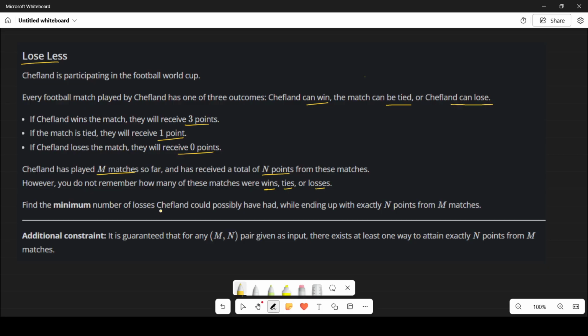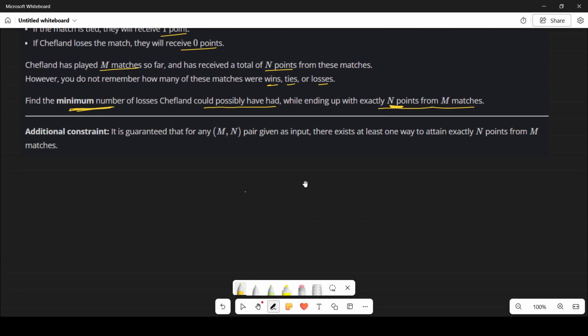Find the minimum number of losses Sheffland could possibly have had while ending up with exactly N points from M matches. So in this question you want to find the minimum number of losses that you can get while maintaining exactly N points from these M matches. So let's see this with an example.